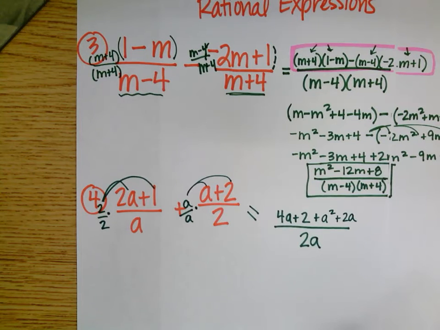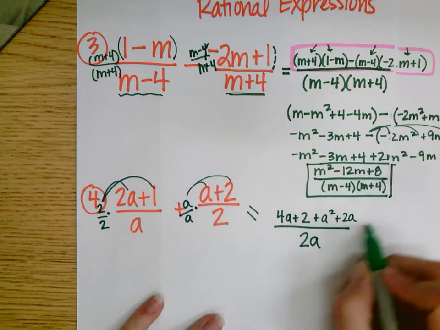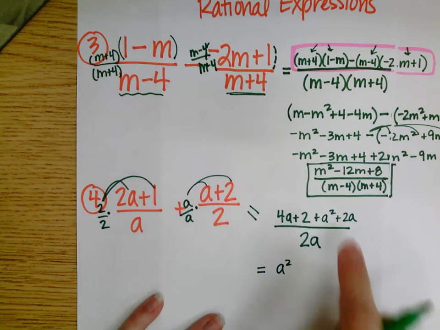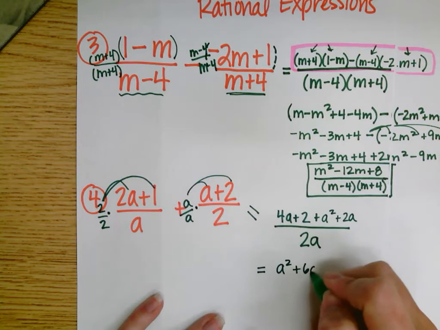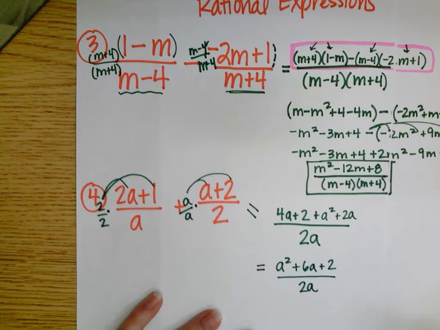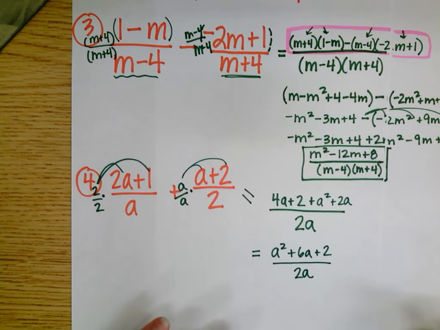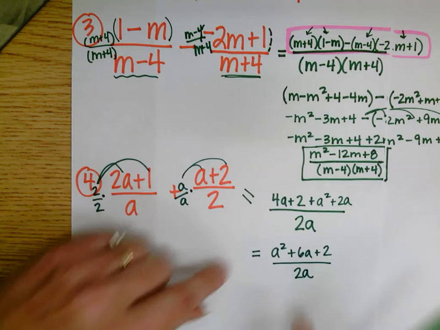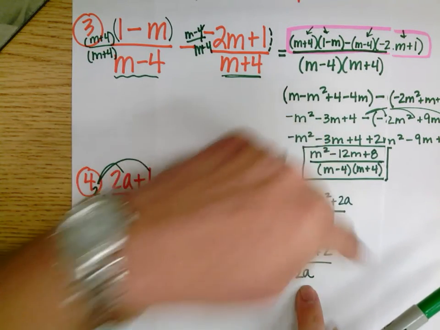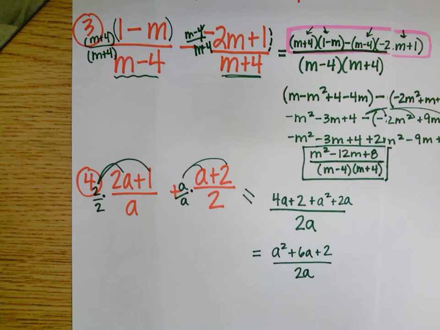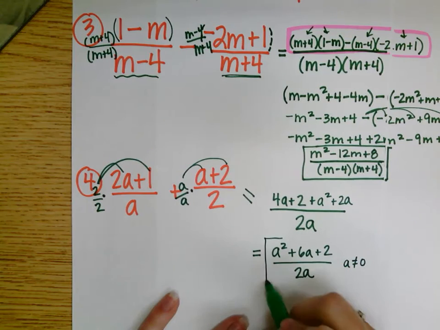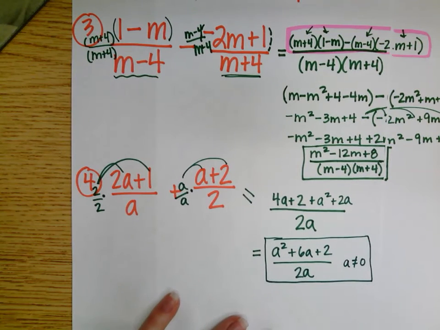That wasn't too bad. Now we focus on the numerator and simplify it. So this is a squared, I like them in standard form, plus 6a plus 2, all over 2a. Now, just like in the last videos, if you need to break this down, you can do a squared divided by 2a plus 6a divided by 2a plus 2 divided by 2a and simplify that. But as far as I'm concerned, this is great. We know a cannot equal 0, so we're doing good here. We didn't need to state restrictions on that one.